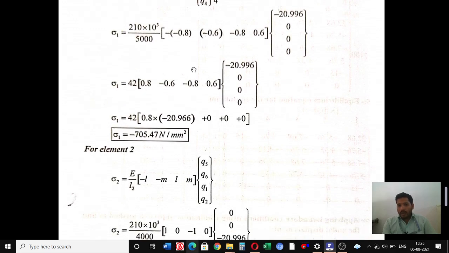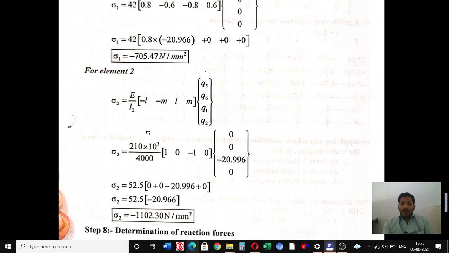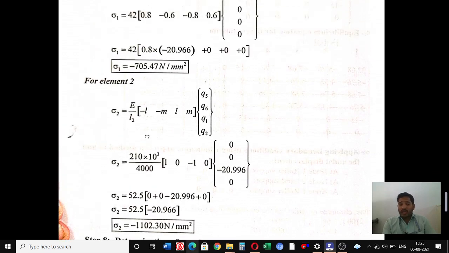This is 0.8. Again this minus 0.6 into the second row: minus 0.6 into 0 becomes 0, 0.8 into 0 becomes 0, 0.6 into 0 becomes 0. Clear here? Then you need to multiply 0.8 into 20.996. If you multiply with 42, you will get the answer minus 705.47 Newton per mm square. After getting sigma 1, how is the nature? The nature is that a compressive force is acting on this component.